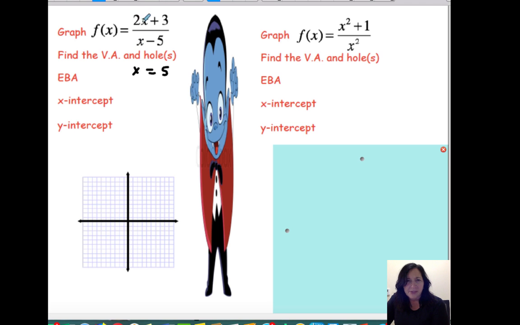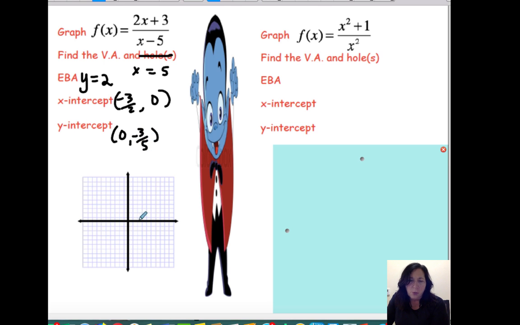See how these have the same power? That means that my end behavior, or my horizontal asymptote, is going to be at y equals 2. I don't have any holes. Nothing's canceling out. An x-intercept at 0 here. Set that numerator equal to 0, and I'm going to get negative 3/2. Here, set x equal to 0, and I'm going to get negative 3/5.